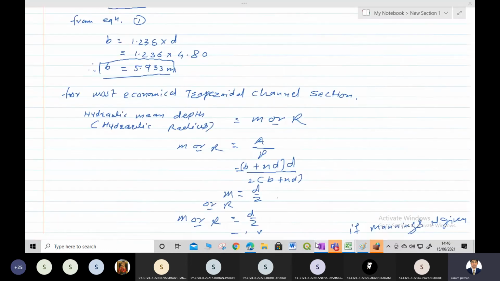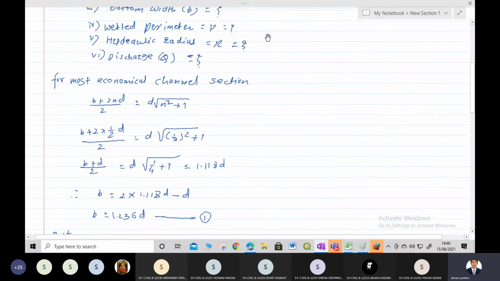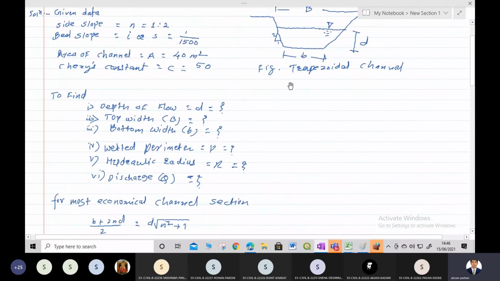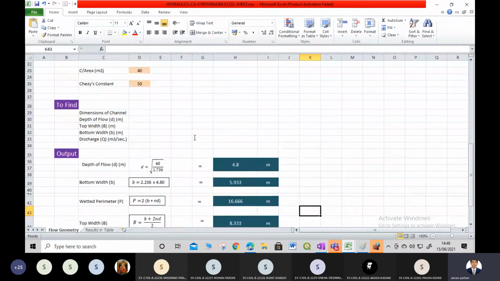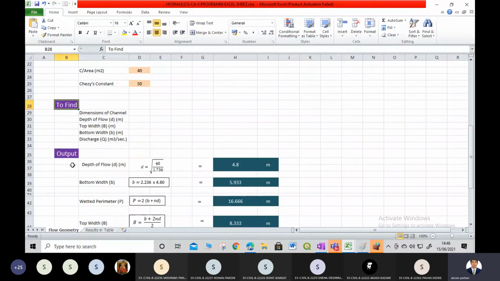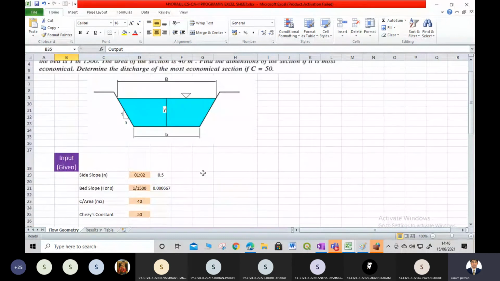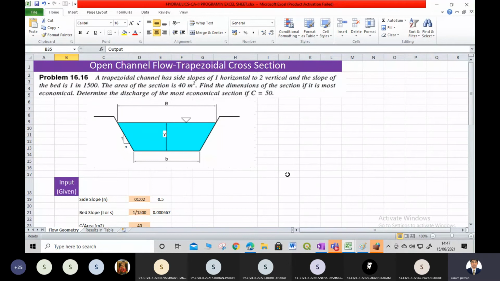So what you have to do: first, calculate all the parameters by manual calculation, create a PDF, and then create your Excel program like this. Do the coloring to find the output and all these formulas, and then we have to create a table and one graph, and along with your hand calculation you have to submit this Excel file also.